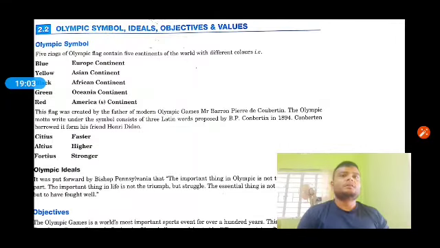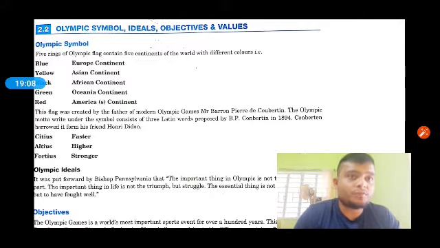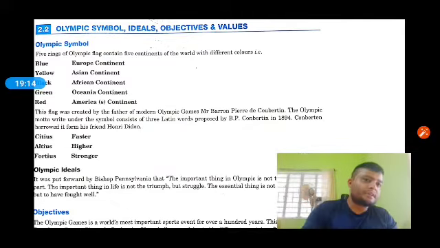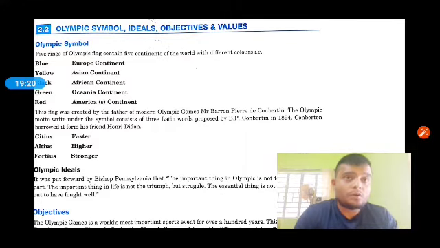Let's see. So what was the Olympic symbol? Obviously we have already discussed that portion. The 5 rings represent the 5 continents according to their colors. Now the Olympic motto also we have discussed: Citius, Altius, Fortius. What were the ideals? The important thing in Olympics is not to win, but to take part. The important thing in life is not the triumph, but the struggle. The essential thing is not to have conquered, but to have fought well. So this is the main ideal of the Olympics.